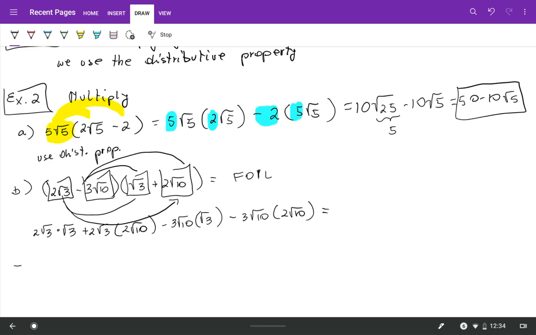Okay, so now it's time to simplify. So we use the FOIL, okay? So here we have 2 square roots of 3 times square root of 3. That will give you 2 square roots of, multiply the numbers, 3 times 3 will give you 9. 2 square roots of 9, which is 3. Now here, plus, first what we're going to do is multiply the coefficients. So 2 times 2 will give you 4 square root, and now you multiply the numbers under the radical, so you have 3 times 10, which is 30.